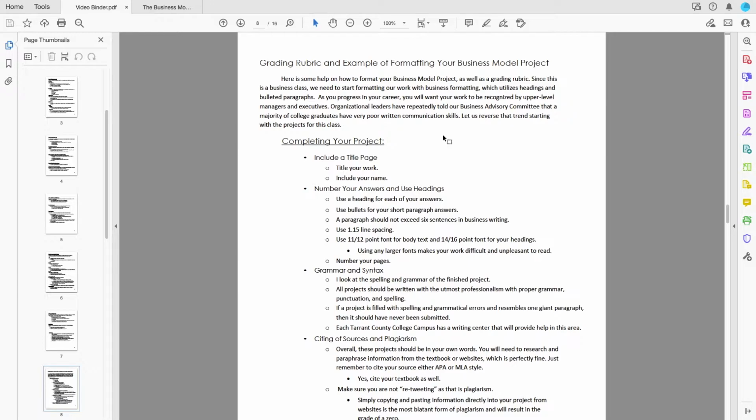But we're not writing a double-spaced page with just paragraphs. We are doing this in a business writing format. And if you'll trust me on this, if you'll do your work in your career similar to what I'm trying to teach you, you're going to go very far.